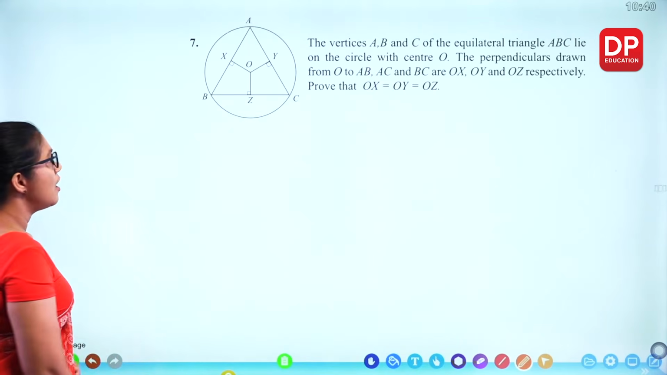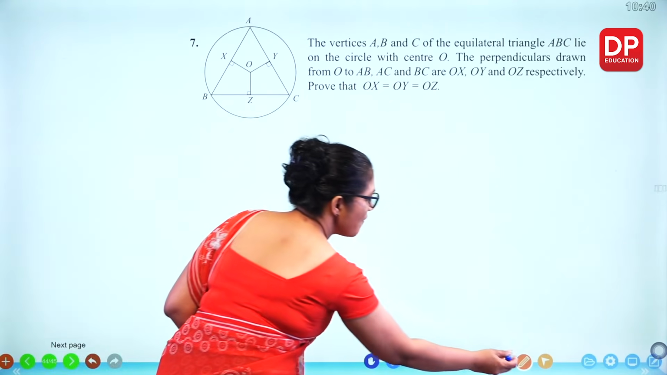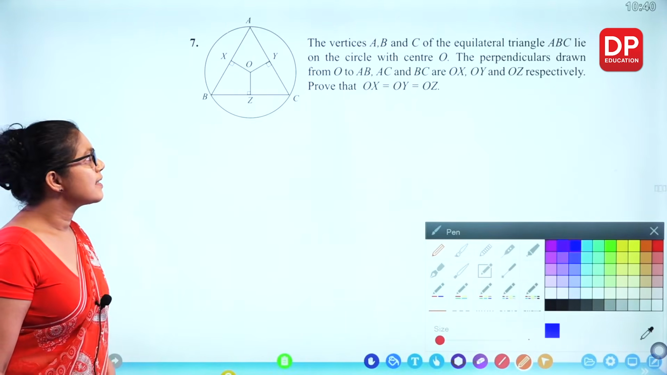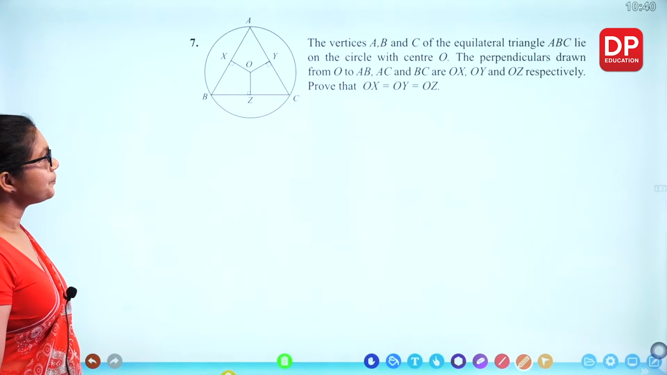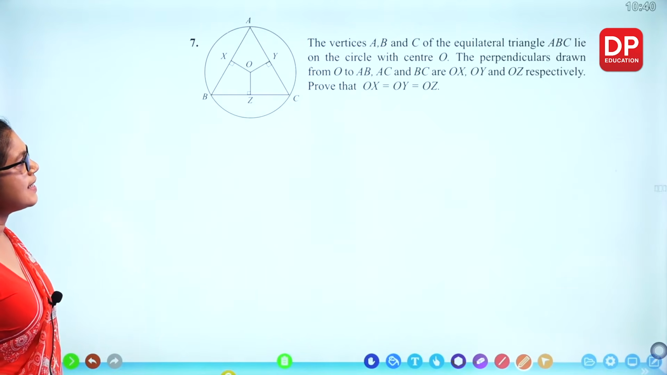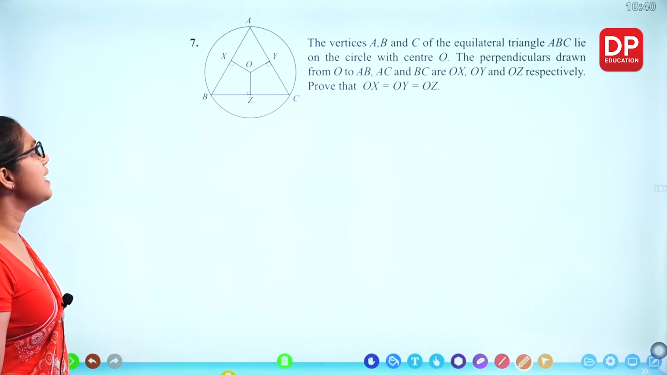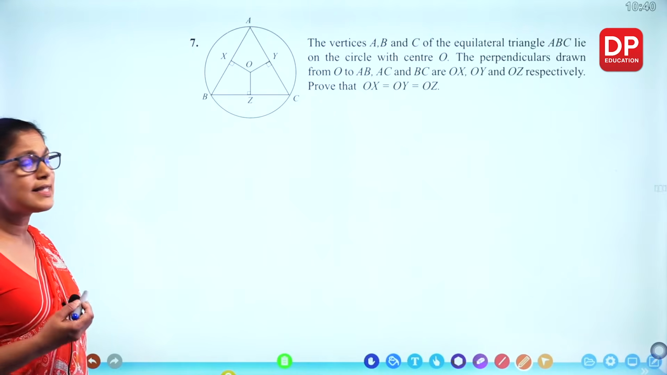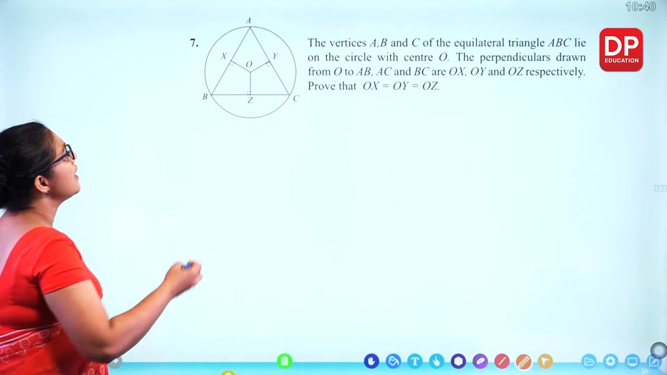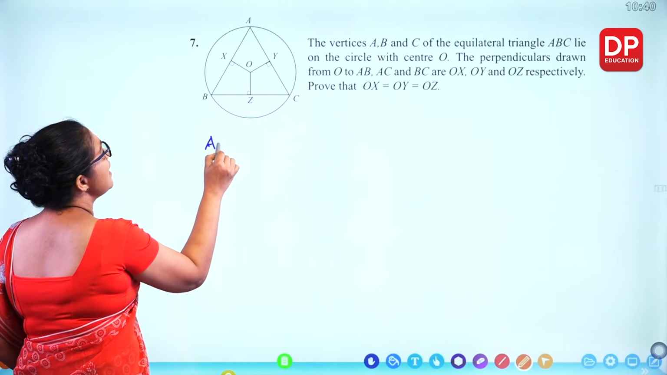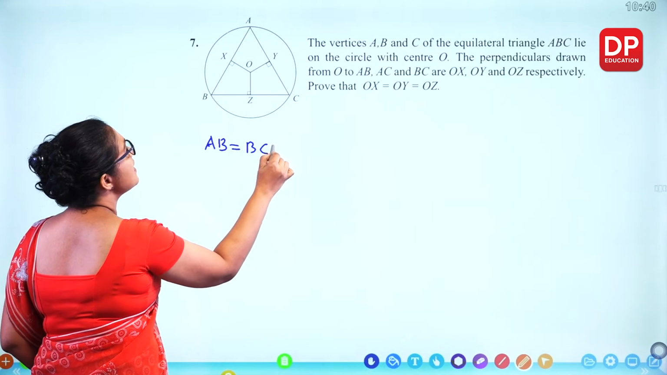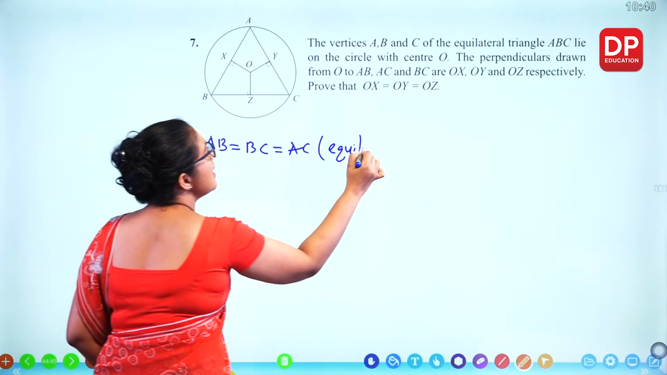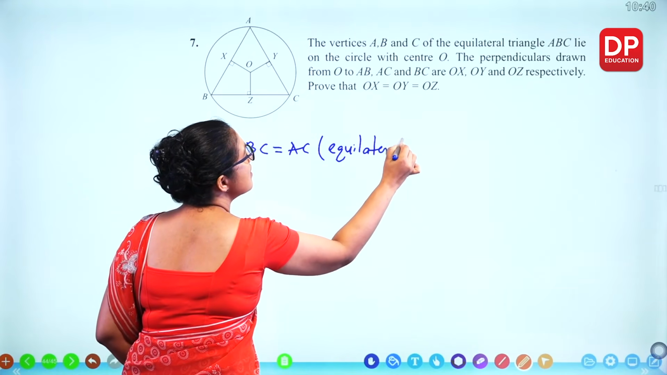Now we'll look at question number 7. Question number 7 is also about a circle, and it's given the vertices ABC of the equilateral triangle ABC. So it's given this is an equilateral triangle. That means all sides are equal. So here AB is equal to BC is equal to AC, because it's given equilateral triangle.